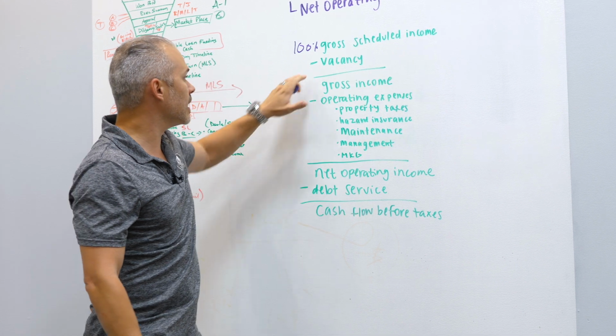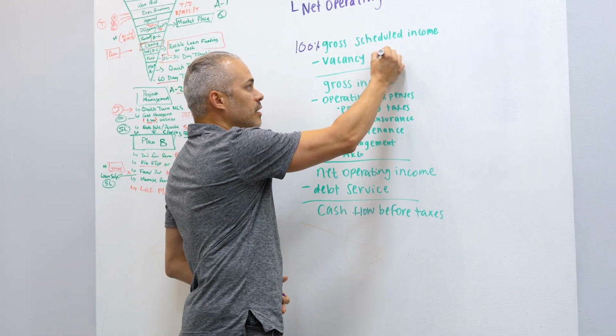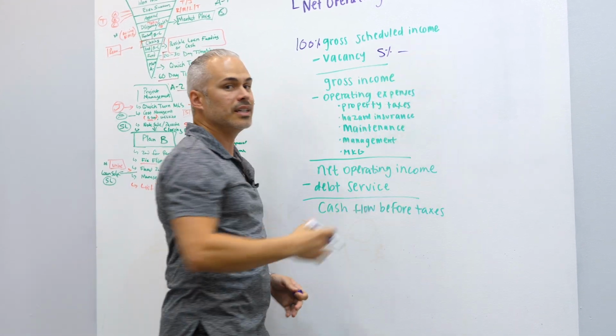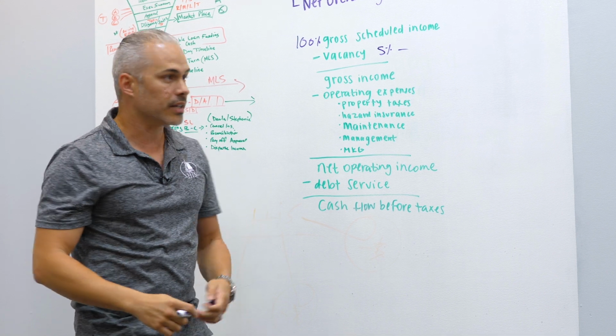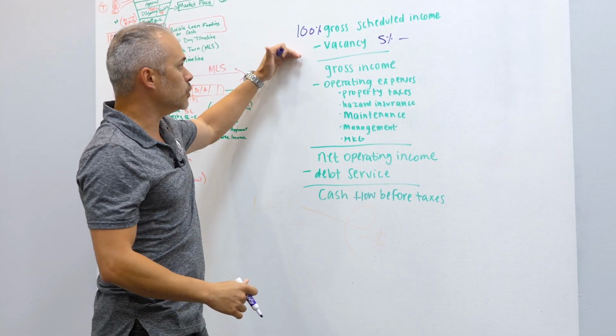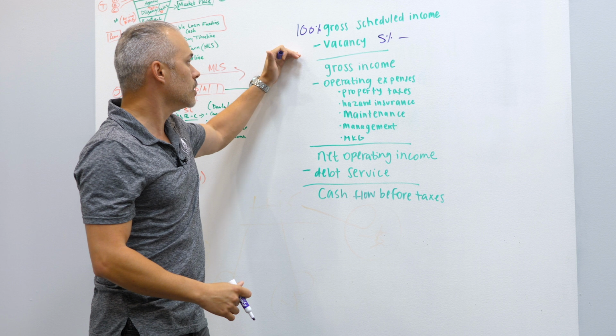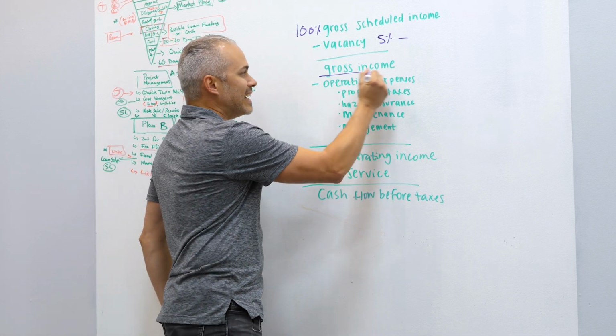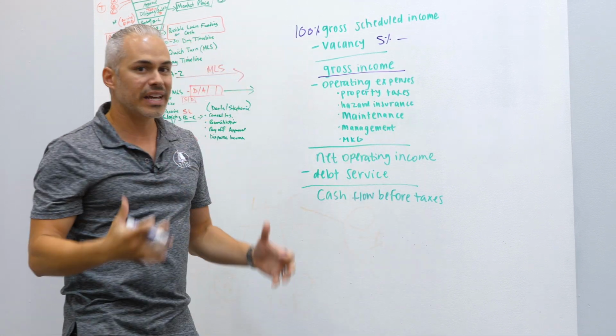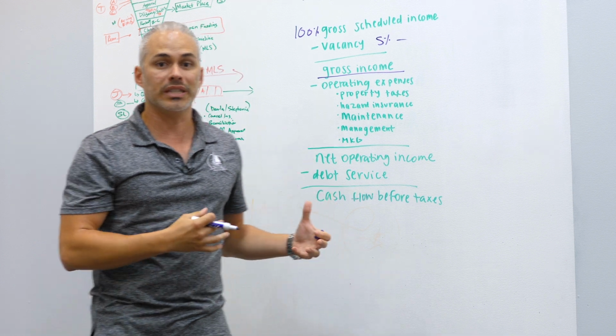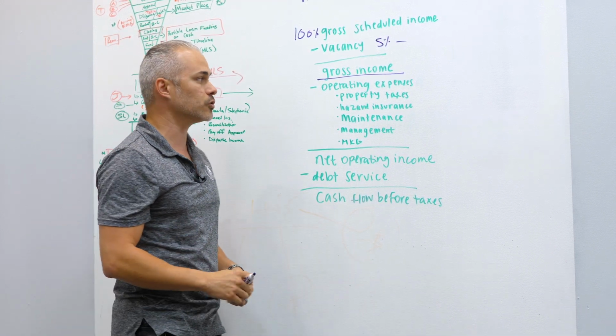From there, you're going to take out vacancy, which depending on the market could be 5%, could be 20%, and depends on that localized market. That number, after you deduct the actual vacancy factor, represents your gross income. Now, once you have your gross income, that's when we begin to break down what the expenses are, and I'll explain why these pieces are so important.